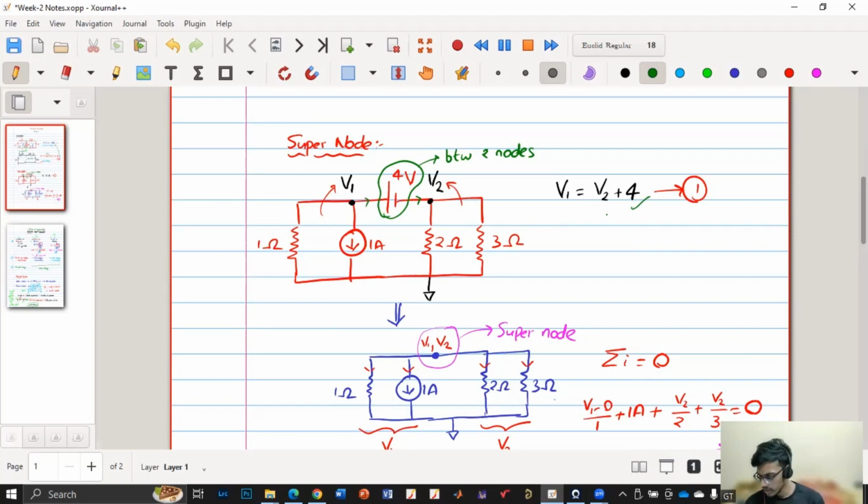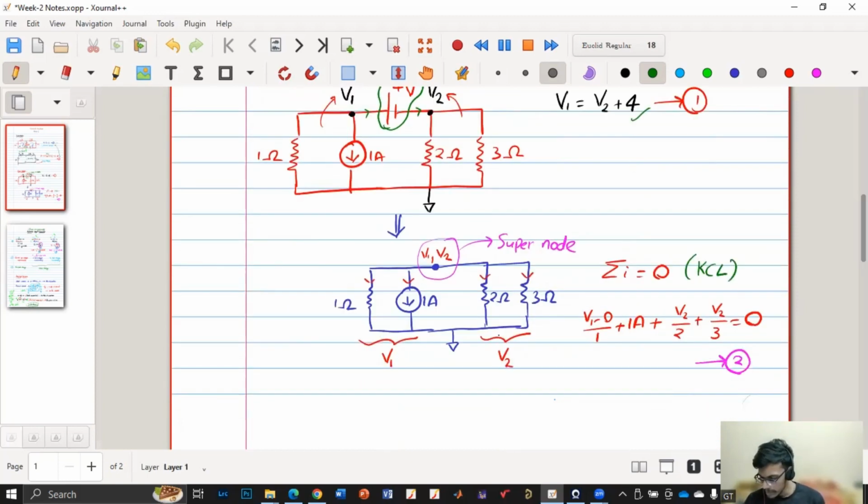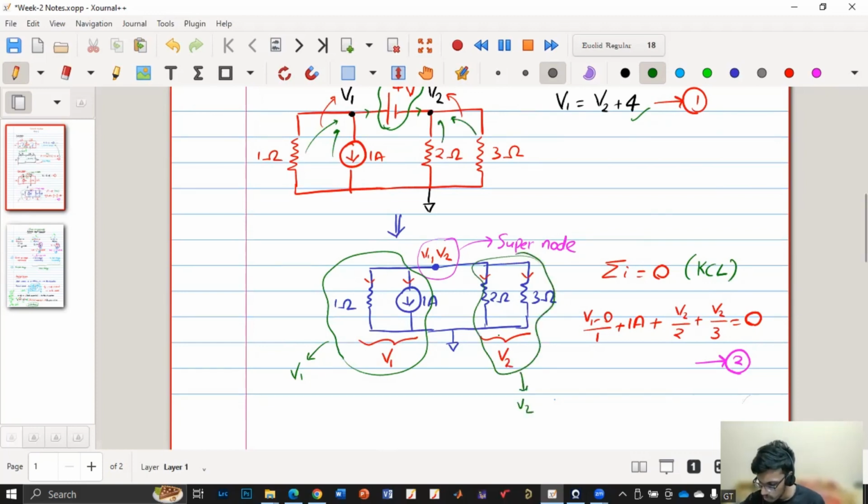Now we are applying KCL, and we have seen four branches are there. When you are applying KCL for these two elements, we have to consider voltage V1 because they are connected to voltage V1 in the original circuit. And for these two elements, we have to consider voltage V2 because these two are connected to voltage V2. That's why we have got these currents, I1, I2, I3, and I4.